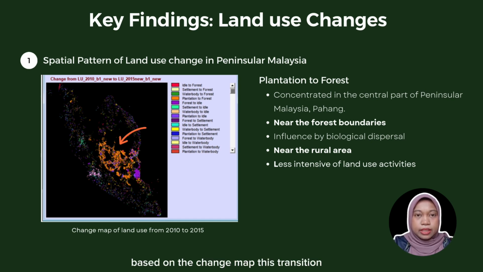Based on the change map, this transition was mainly concentrated in the central region of Peninsular Malaysia, which is in Pahang. The changes occur mainly due to the proximity to existing forest boundaries and rural areas, where land use activities were less intensive. Matured plantation can exhibit a dense canopy that is similar to a forest-like structure. This pattern suggests that the transition may be influenced by natural processes such as biological dispersal, especially in areas close to the forest ecosystem.